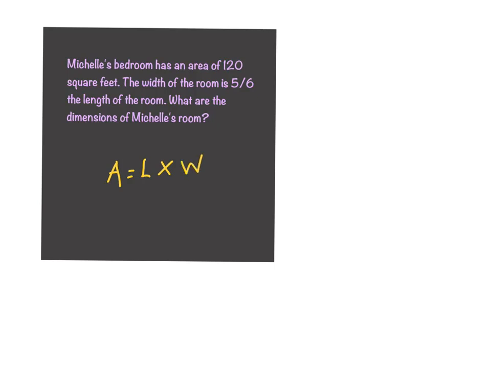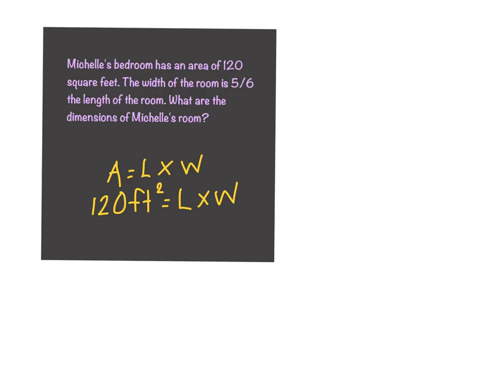And we know what our area is. We know that our area is 120 square feet. What we don't know are our length and our width, other than the fact that when multiplied together they equal 120, and that the width of the room is 5/6 the length of the room. And so we are looking for the dimensions of Michelle's room.